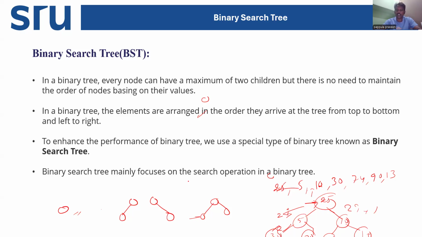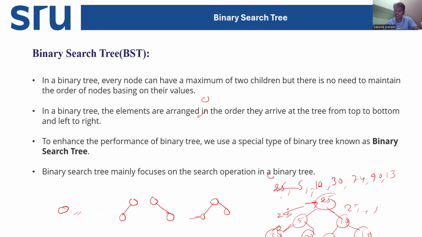This is also a binary tree, but here we should follow a specific condition. If the elements are less than the root node, then we arrange them in the left subtree. If the elements are greater than the root node, then we arrange them in the right subtree. This is the scenario of a binary search tree. A binary search tree mainly focuses on the search operation in a binary tree. Search operation means we have to access the elements from the binary tree.